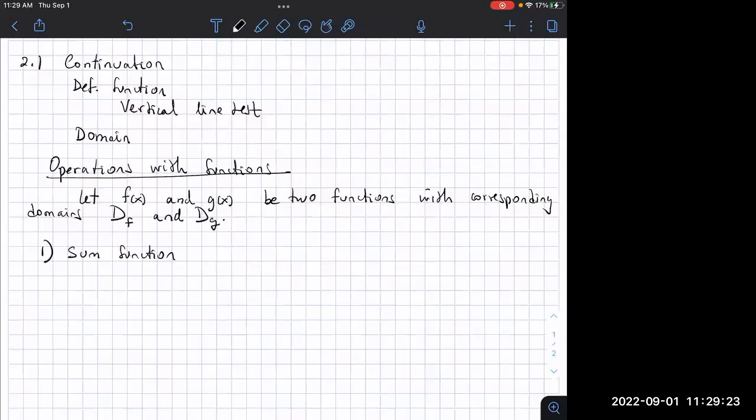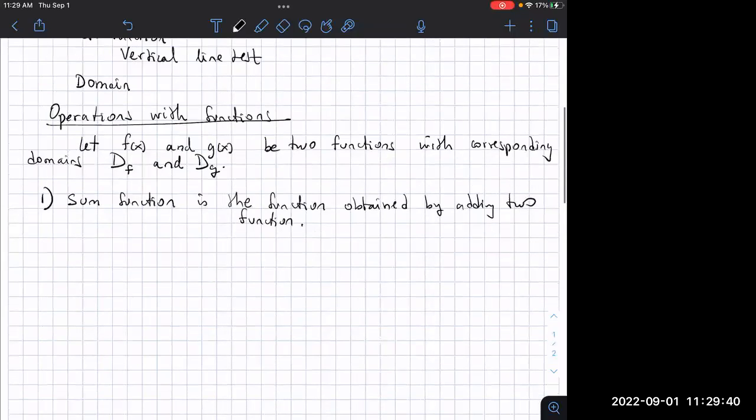Okay. Then first, the sum function. The sum function is the function obtained by adding two functions. So the sum function is a single function. To emphasize that it is a single function and not two functions, the notation is f plus g of x. Now, how do you obtain this? By adding f of x and g of x. So f plus g of x is f of x plus g of x.